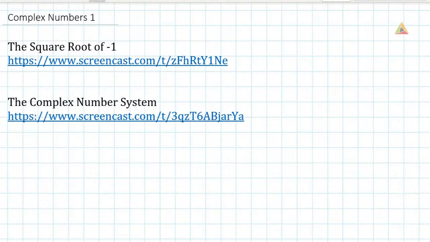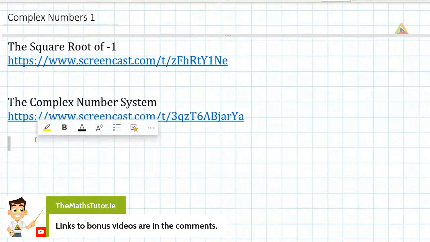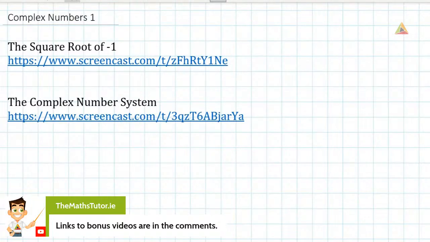So when we're dealing with complex numbers, the first thing is we are dealing with the square root of -1. You might have used your calculator before and gotten math error or something like that. If I try and take my calculator and find the square root of -4, and I put that into my calculator, it's going to say math error. To help us deal with this, we have a new system of numbers.